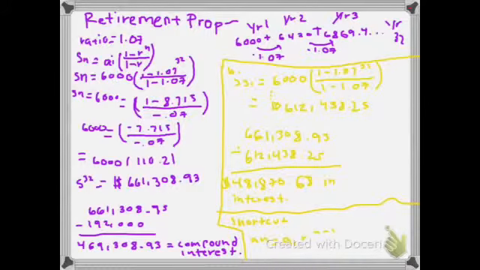So I'm going to be explaining the retirement problem. We're going to be depositing $6,000 in the retirement account that pays 7% in annual interest, and we need to deposit it each January 1st for the next 32 years.